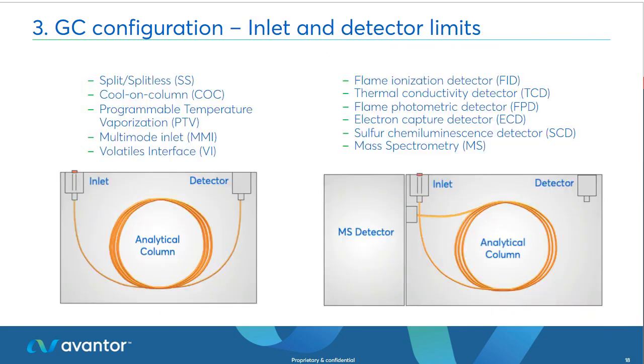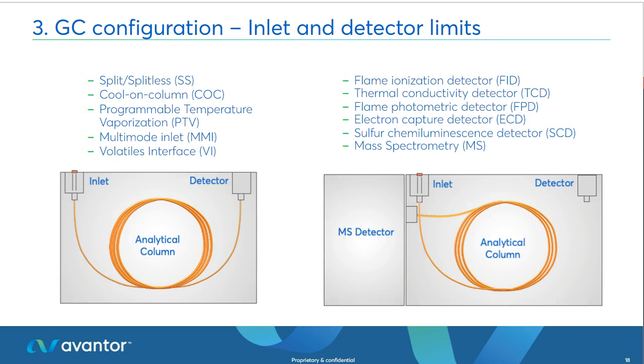So then when we're looking at the GC configuration, we have inlet and detector limits. Understanding which inlet and which detector you have is really important to see what you're capable of achieving with your method. The splitless inlet is a general use and one of the most popular inlets installed with the GC. But if you wanted to run at really low temperatures and keep the sample very cool when it's introduced into the inlet, you're not going to be able to do this with a splitless because it doesn't have the cooling capabilities. But the MMI and the PTV inlets do have cryo-cooling and cooling mechanisms.